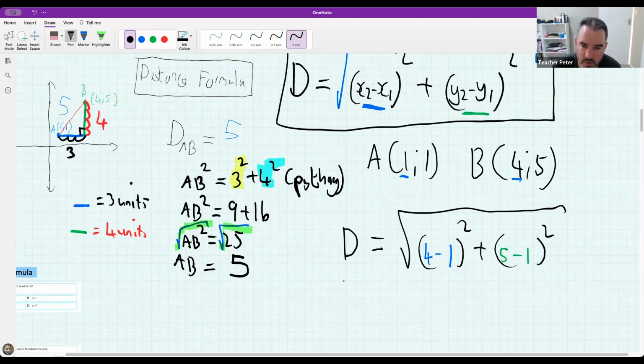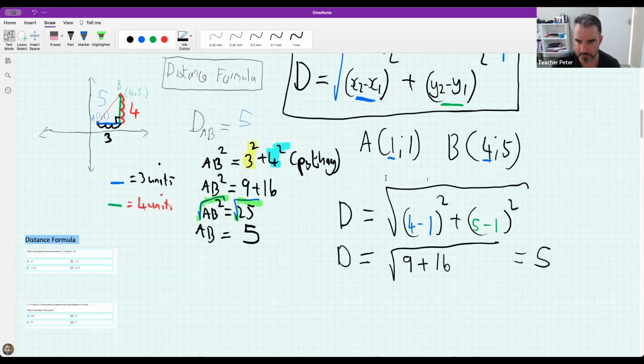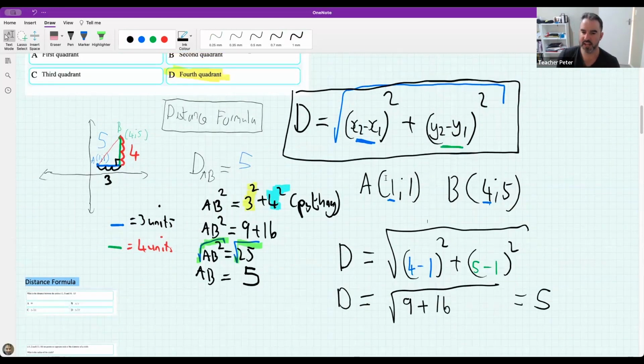And what you'll then notice is that this is going to be 3 squared is 9, 4 squared is 16, and so this is going to be 5. And look how nice and quick that was. So I'm going to give you a moment to write this down or take a screenshot.